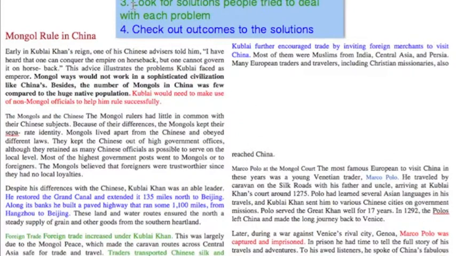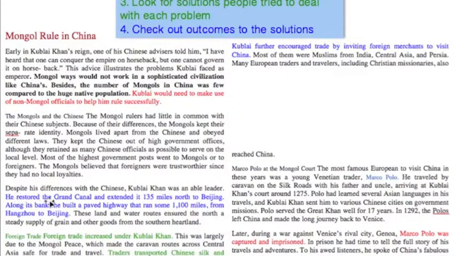Finally, in 3, look for solutions people tried to deal with each problem in green. Foreign trade increased under Kublai Khan. Traders transported Chinese silk and porcelain, which were greatly valued in Europe and Western Asia, over the Silk Roads and the other routes. And number 4 in blue, check out outcomes to the solutions.